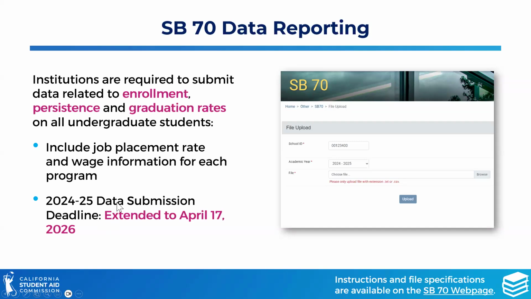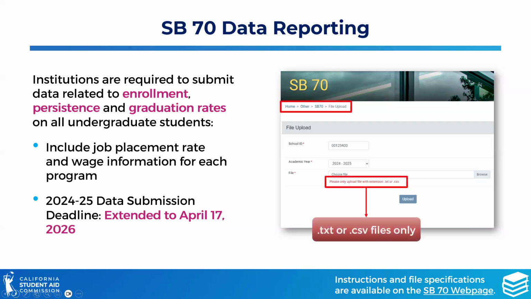So notice that the data submission deadline was extended through the 17th. That's today. So hopefully this gave you all time to get those SB 70s in. I understand it's a really big job, which is probably why that deadline was initially extended. And then you can see the file specs here on the SB 70 webpage. There you go. You probably already know this, but most CSAC imports or uploads have to be done in a text or CSV format.